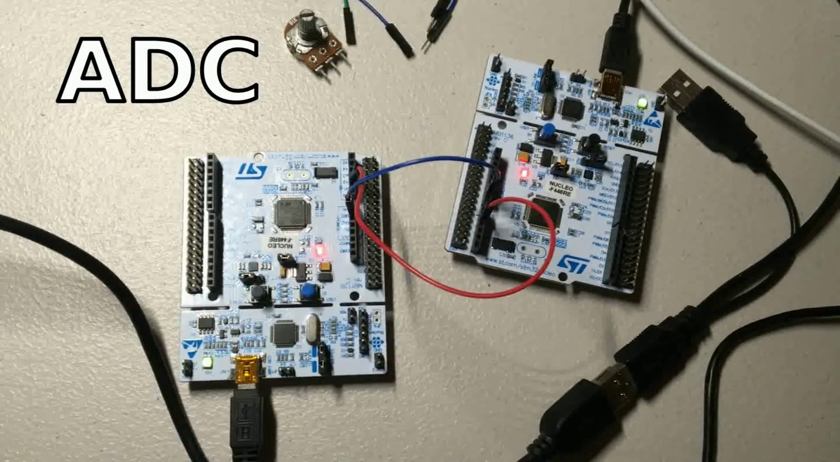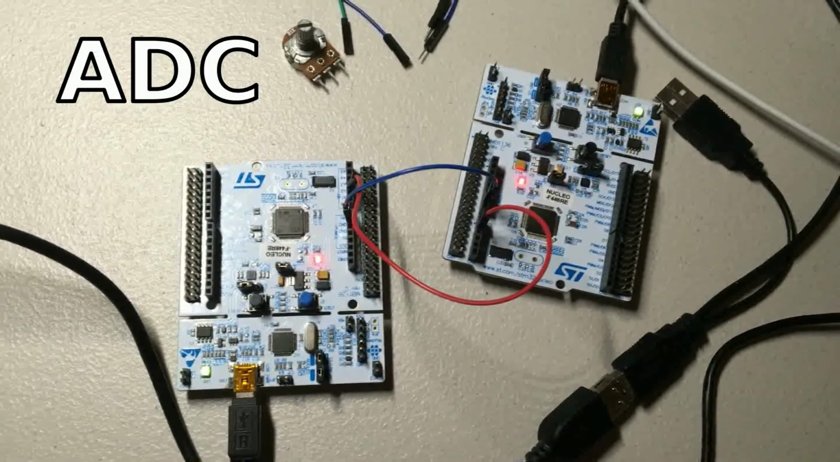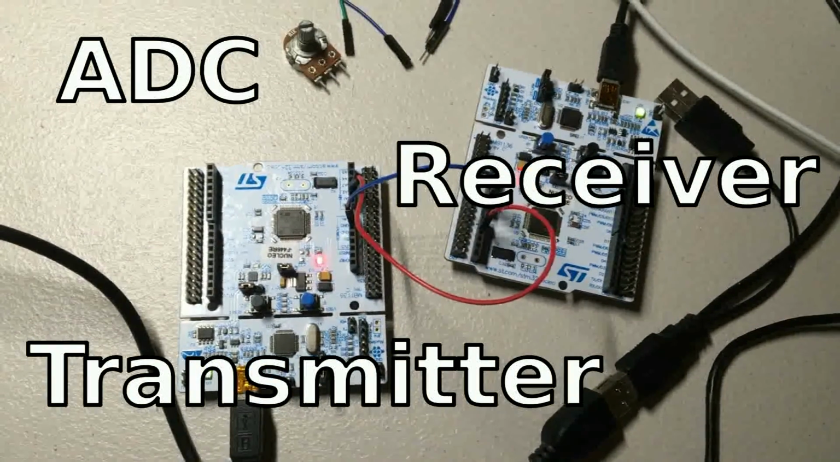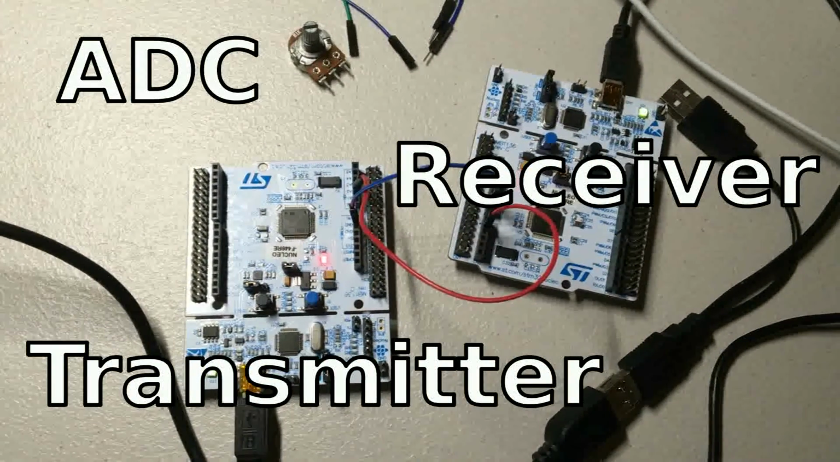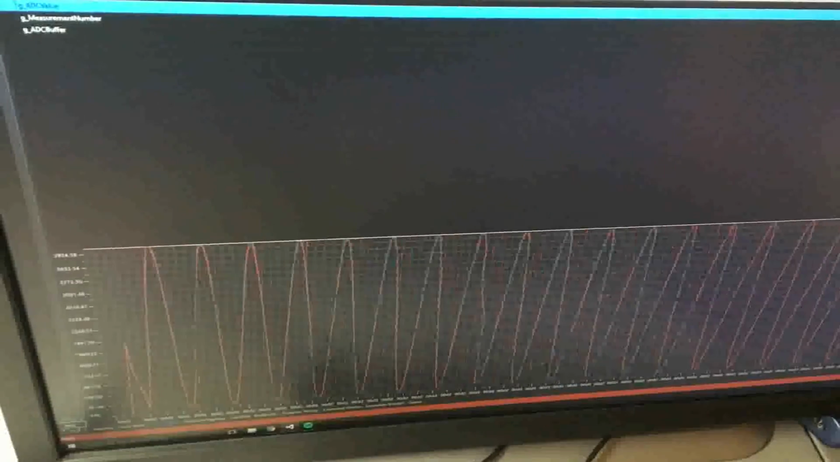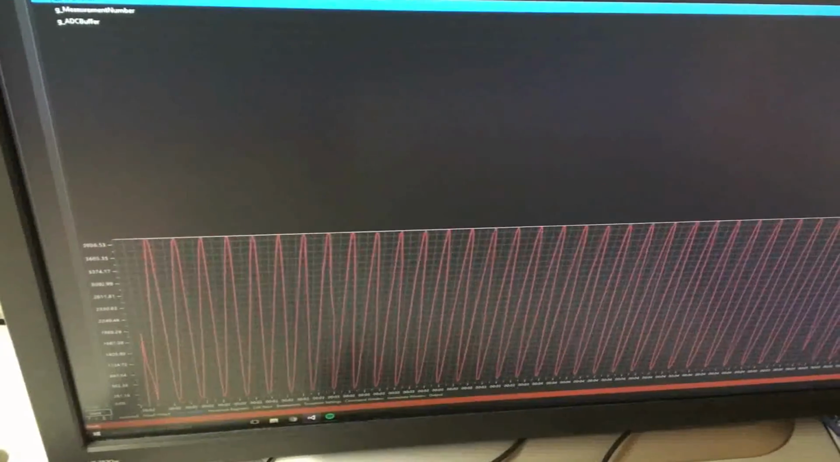First, we will do an ADC demo, where we will see 2 Nucleo boards connected, one acting as a transmitter and the other as a receiver. To test our ADC code, we transmitted a sine wave and captured that signal with the second Nucleo board. You can see the converted signal on the screen.